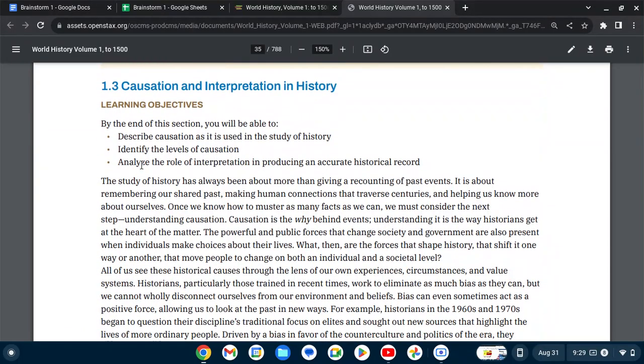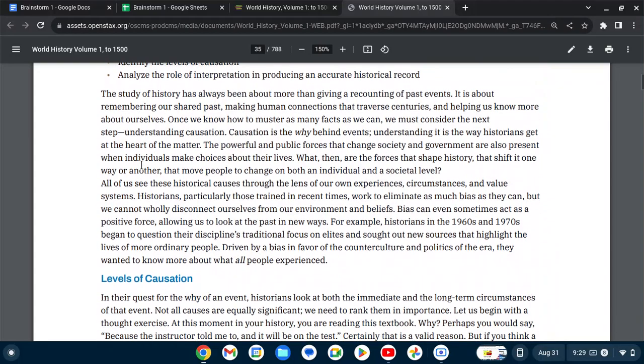1.3 Causation and Interpretation in History. Learning objectives. By the end of this section, you will be able to describe causation as it is used in the study of history, identify the levels of causation, and analyze the role of interpretation in producing an accurate historical record.